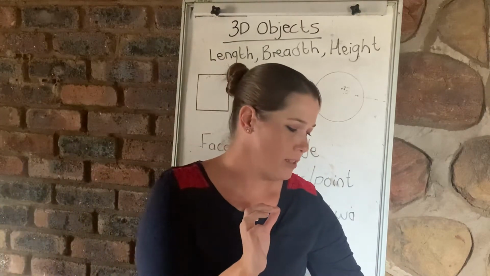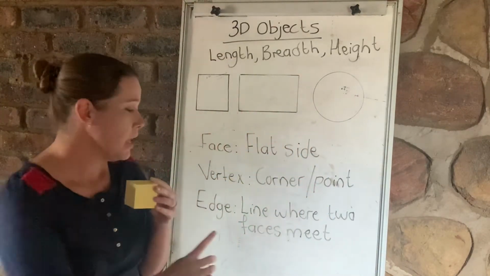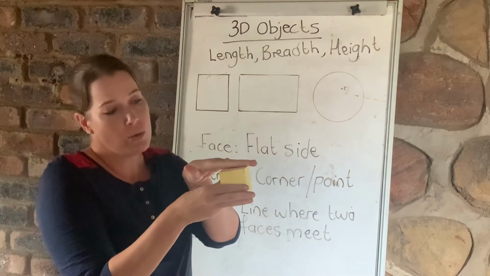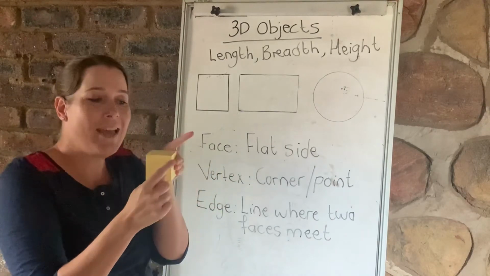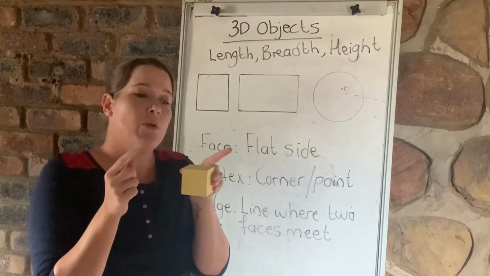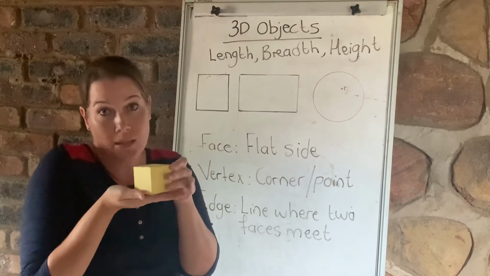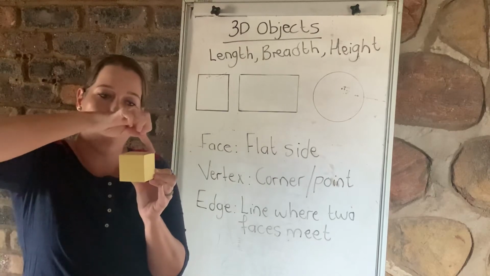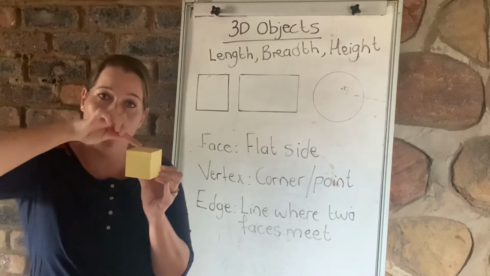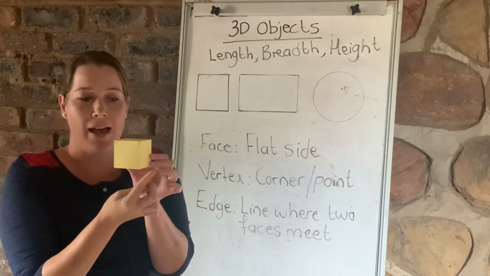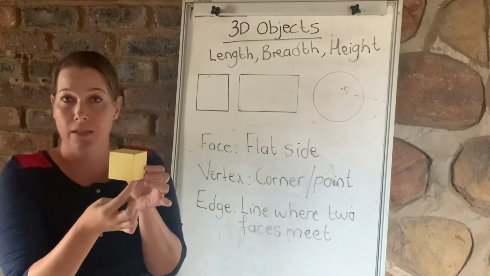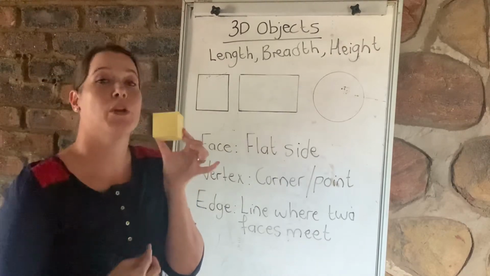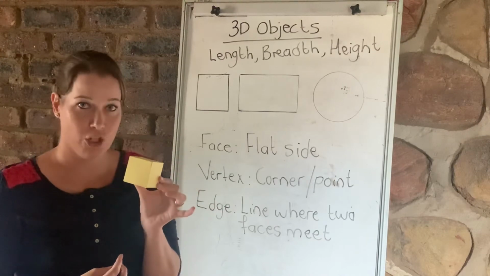Now if we get to edges, let's start with the cube. An edge is where 2 faces meet. So this is a face and this is a face. So where these 2 faces meet, that line is called an edge. So we must make sure that we count the base as well. So let's count the edges on a cube. 1, 2, 3, 4. The 4 at the bottom. 5, 6, 7, 8, 9, 10, 11, 12. So a cube will have 12 edges.